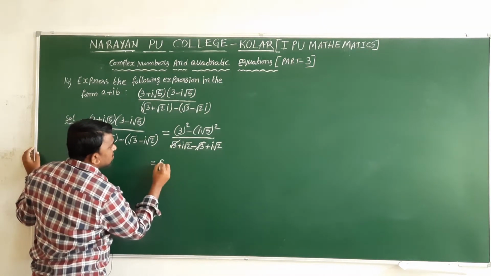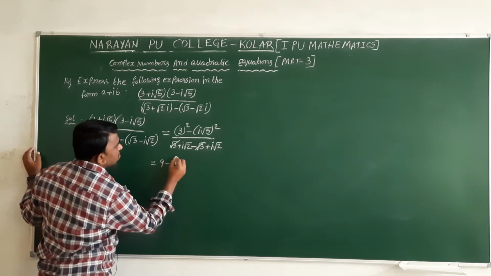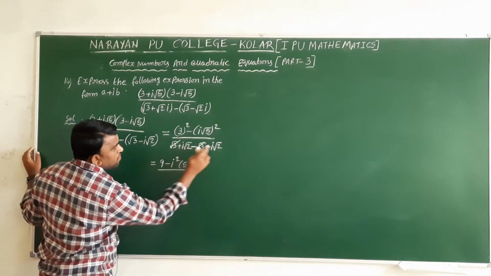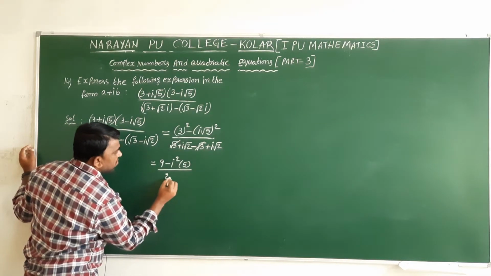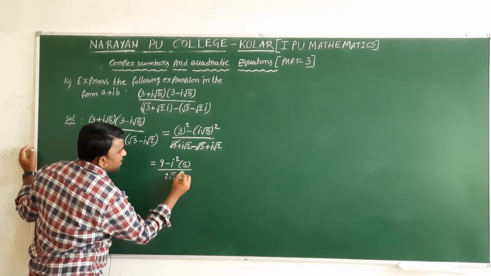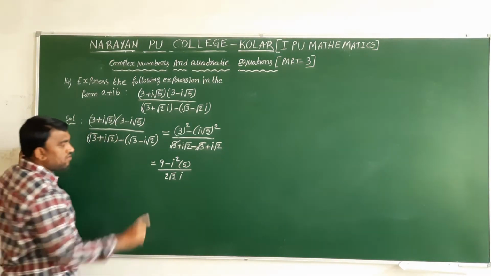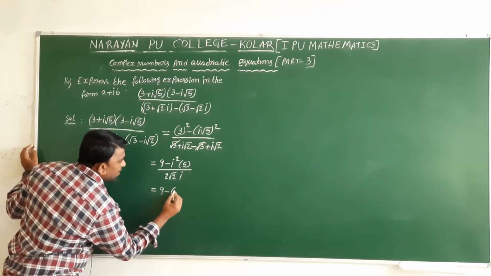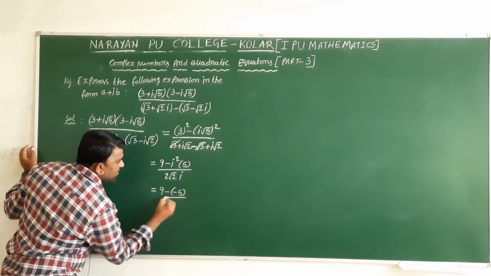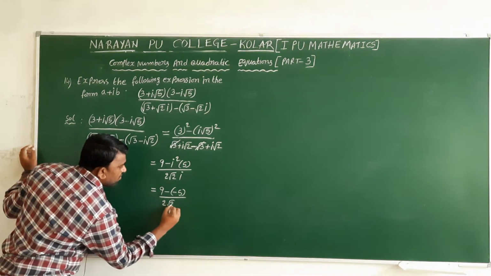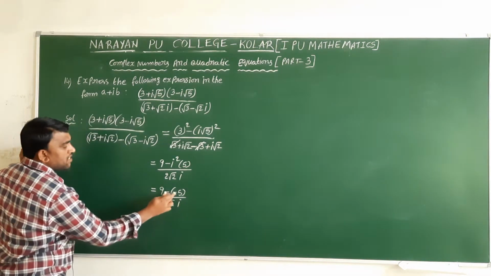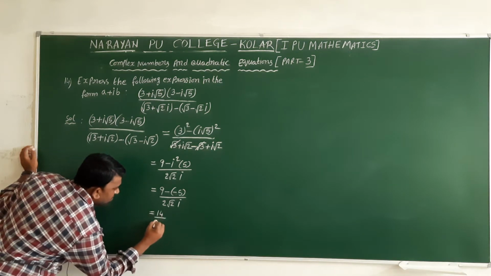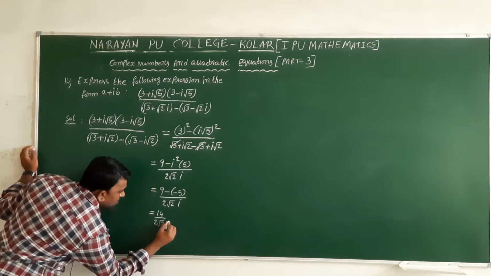So a square, 3 square is 9, minus i root 5 whole square is 5, divided by i root 2 plus i root 2, which is 2 root 2 i. So i square value is minus 1. So 9 minus of minus 5, divided by 2 root 2 into i. So minus of minus plus 5, 5 plus 9 is 14, divided by 2 root 2 into i.